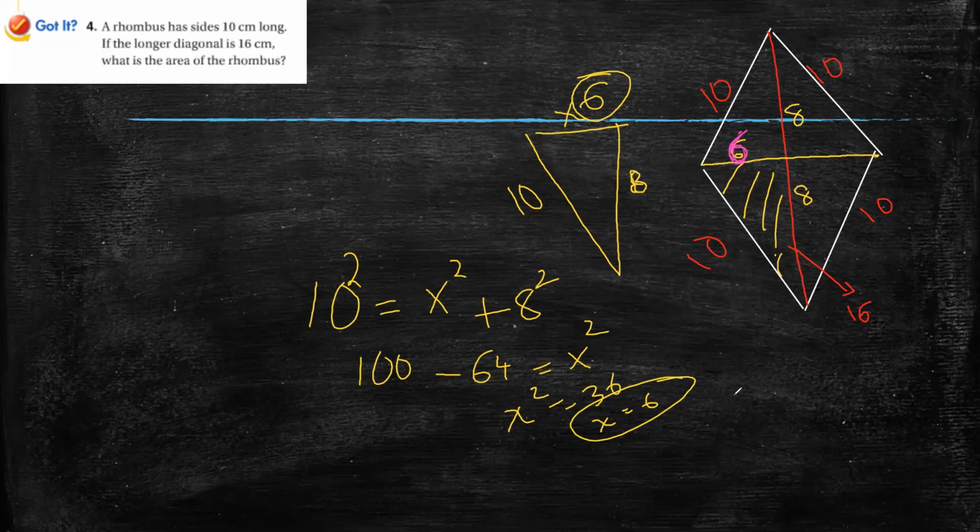That's why here now it will be 6. And I told you in the rhombus, if this one is 6, what will be the length of this bisector here? It will also be 6.